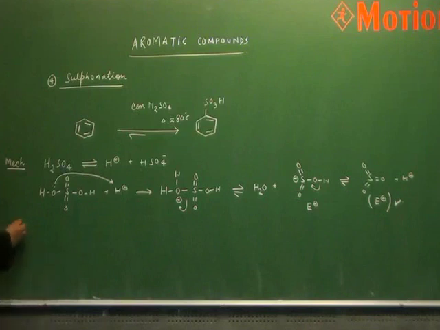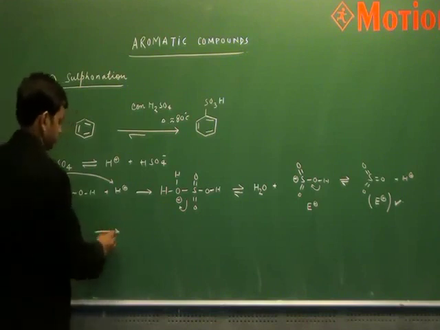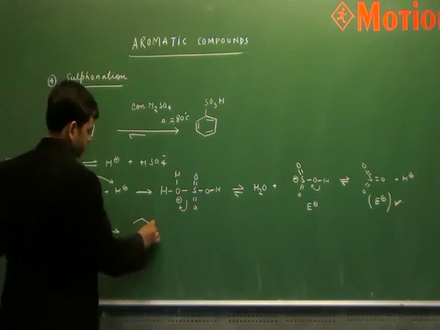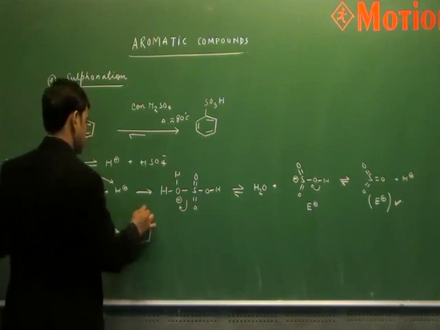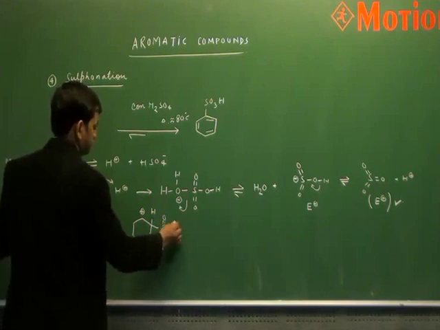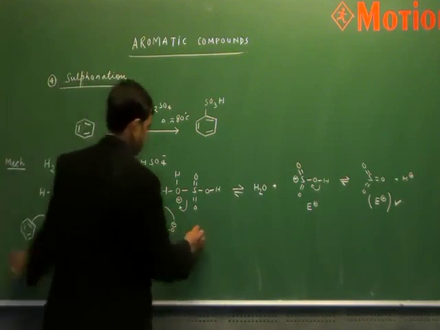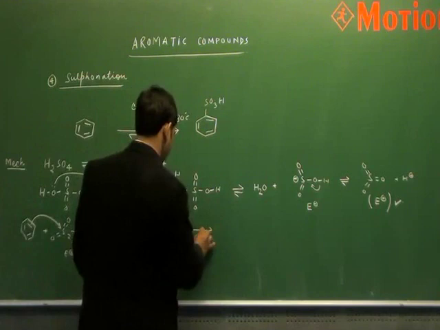So we see the attack of the electrophile. This electrophile attacks dominantly. It gives the sigma complex, which loses the proton and converts into benzene sulfonic acid.